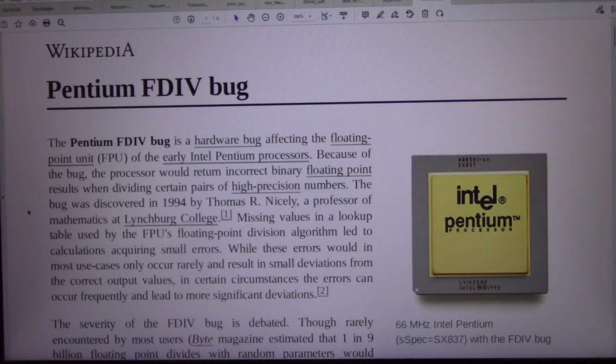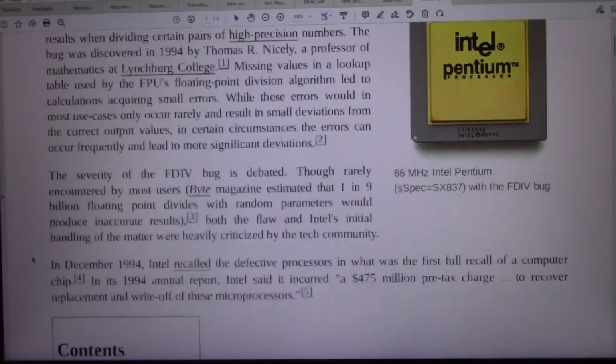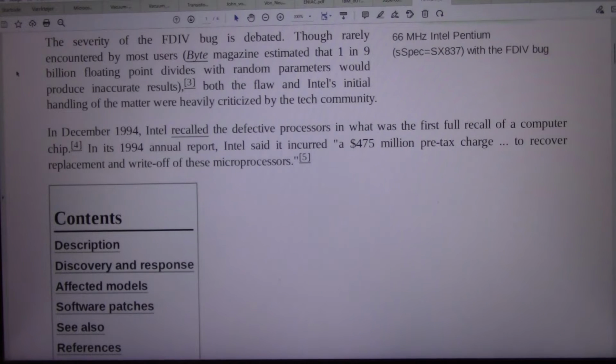1. Missing values in a lookup table used by the FPU's floating point division algorithm led to calculations acquiring small errors. While these errors would in most use cases only occur rarely and result in small deviations from correct output values, in certain circumstances the errors can occur frequently and lead to more significant deviations. 2. The severity of the FDIV bug is debated. It was rarely encountered by most users. Byte magazine estimated that 1 in 9 billion floating point divides with random parameters would produce inaccurate results.